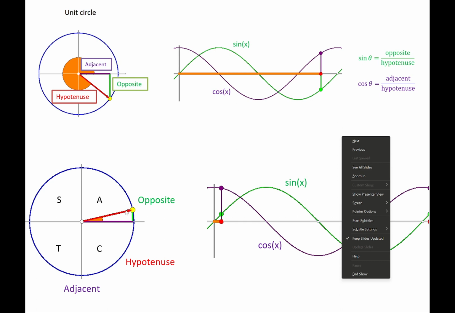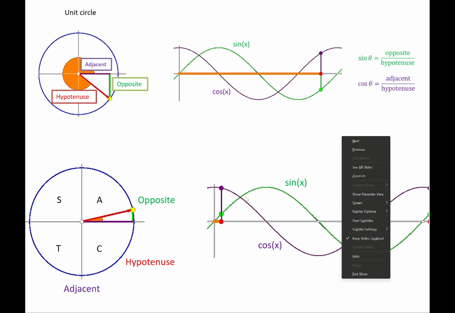Okay, so I'm then going to construct the ratio of the green over the red, so the opposite over the hypotenuse, to create the graph of the sine function, which is in green on the right hand side. And I'm going to use the ratio of the purple to the red, so the adjacent over the hypotenuse, to construct the graph of the cosine function.